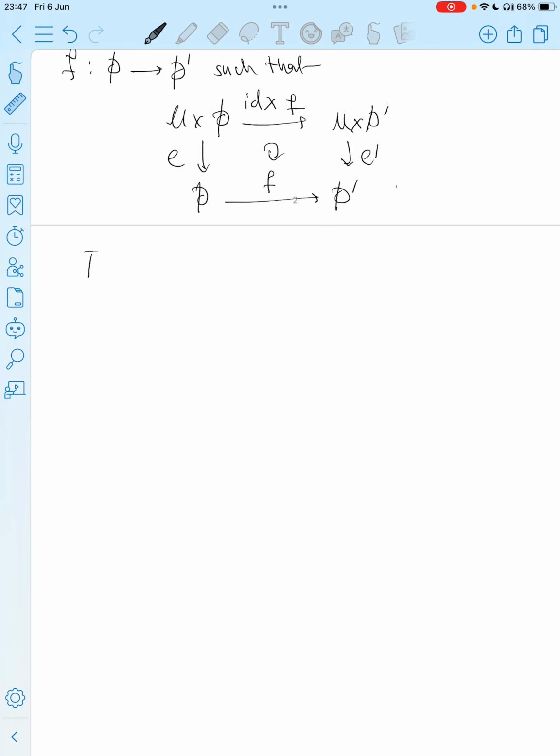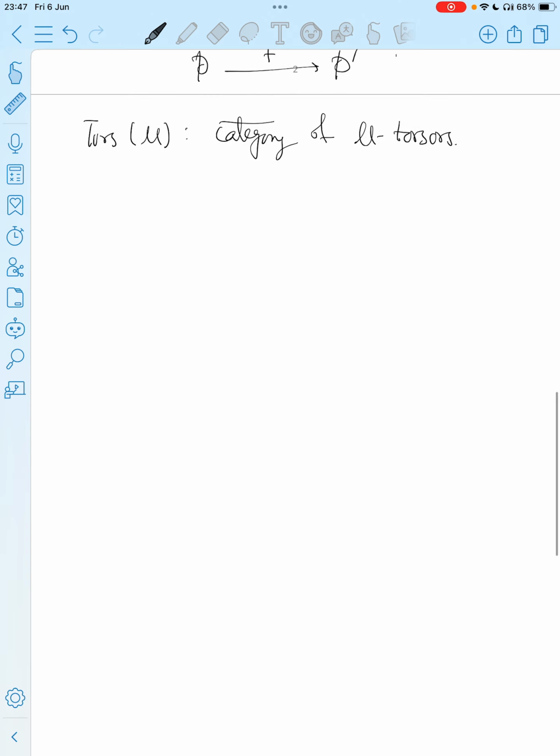So then, with respect to these objects and this morphism, we're going to define the category of mu torsors, which will be denoted by torsors. It is the category of mu torsors. Okay, that is actually important because we'll be focusing on the case where this sheaf of group is just mu.